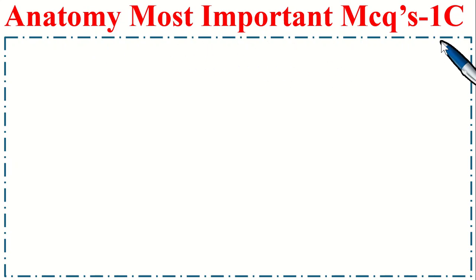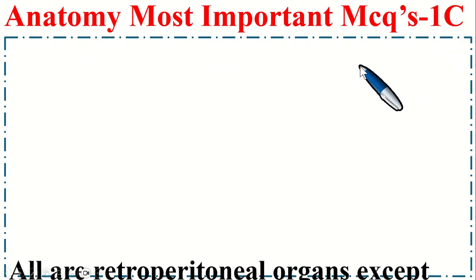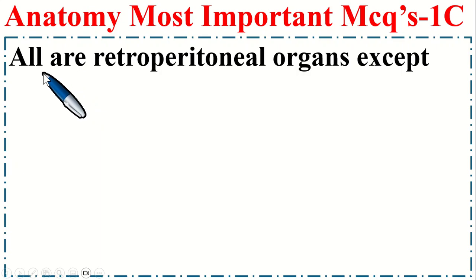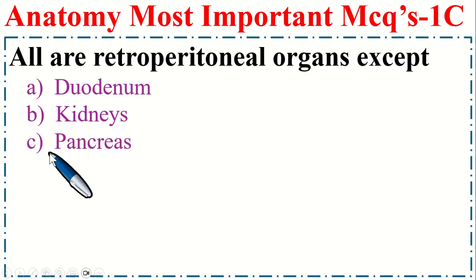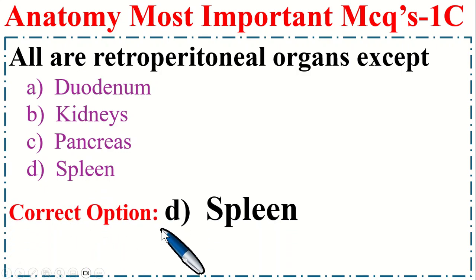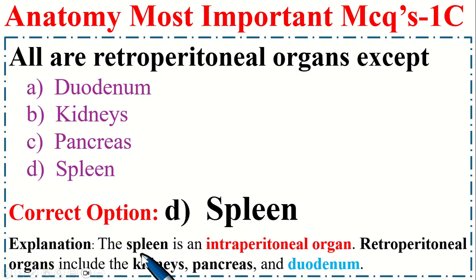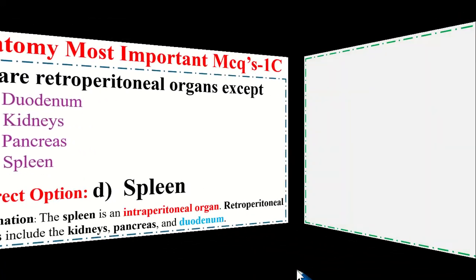Anatomy most important MCQs part 1C. All are retroperitoneal organs except option A duodenum, option B kidneys, option C pancreas, and option D spleen. So the correct option is D spleen. Explanation: the spleen is an intraperitoneal organ. Retroperitoneal organs include the kidneys, pancreas, and duodenum.